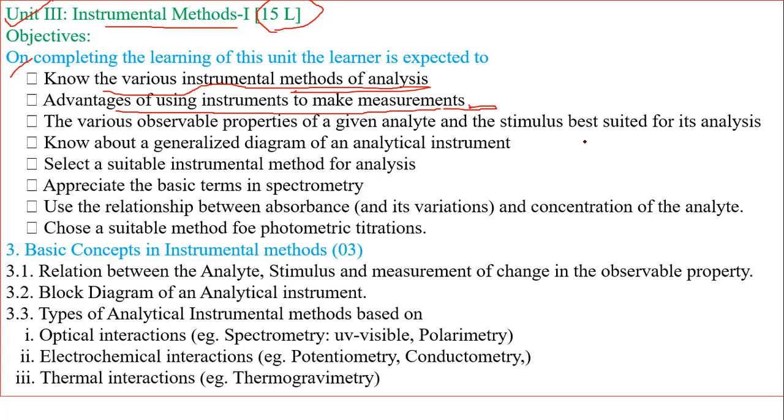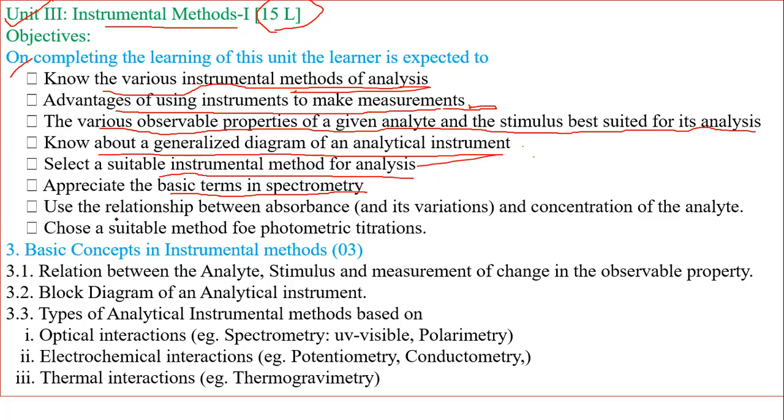Then you should be able to learn the various observable properties of a given analyte and the stimulus best suited for its analysis. After that, you should know the general diagram of an analytical instrument, meaning you should be able to draw the instrument you are going to study and its general diagram. Then you should be able to select the proper instrument for the analysis purpose, and learn basic terms from spectrometry. After that, you should be able to use the relationship between absorbance and the concentration of the analyte, and relate these things. And you should choose a suitable method for a photometric titration.